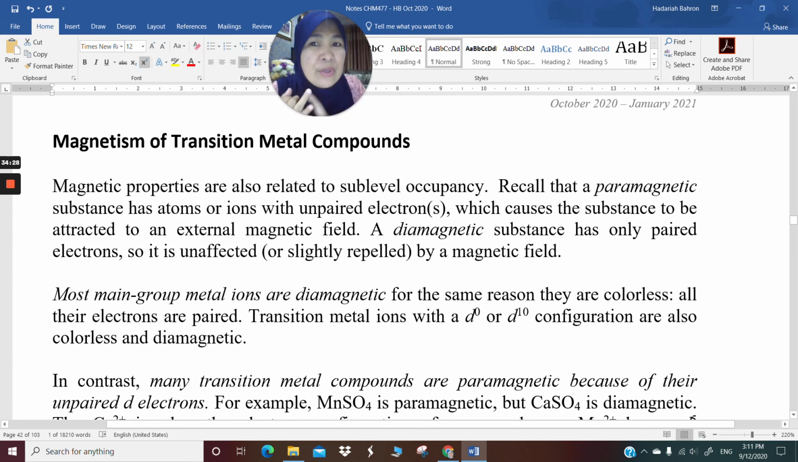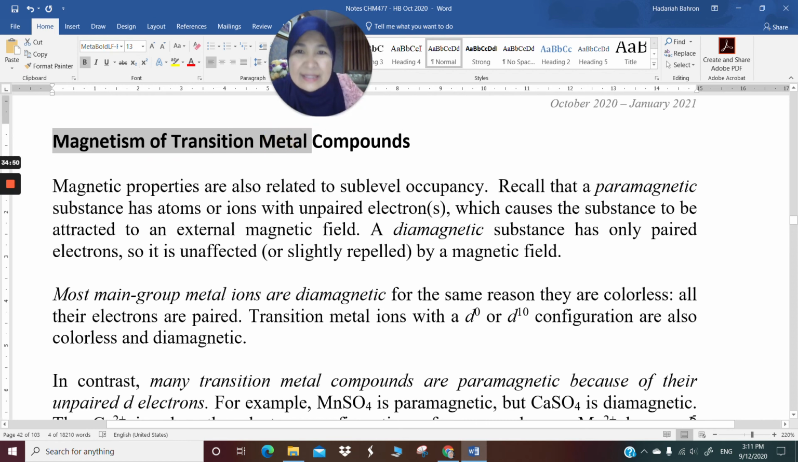So two properties of transition metal complexes. One, they have variable oxidation numbers. Number two, they have colors. And number three, the third difference between transition metals with representative metals is transition metals display magnetism. Yeah, magnetism. They have paramagnetic properties. Now, magnetic properties are related to sublevel occupancy. You will learn this much deeper as we go along in our coordination chemistry.